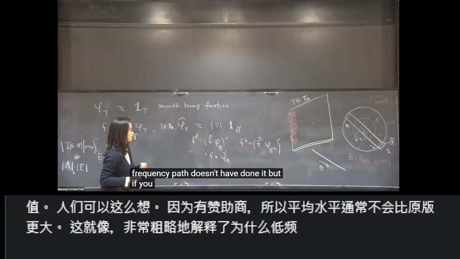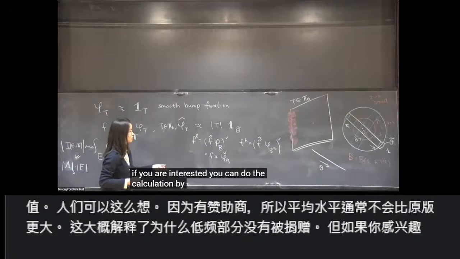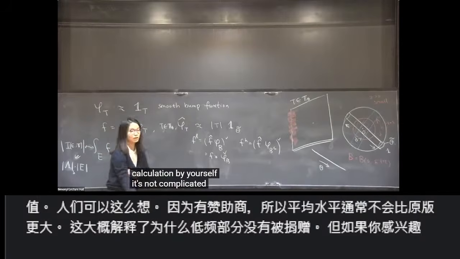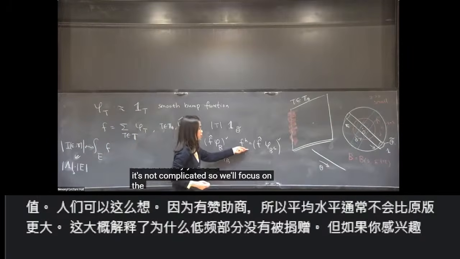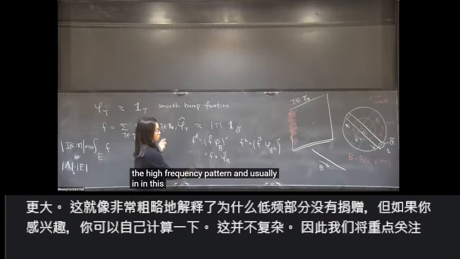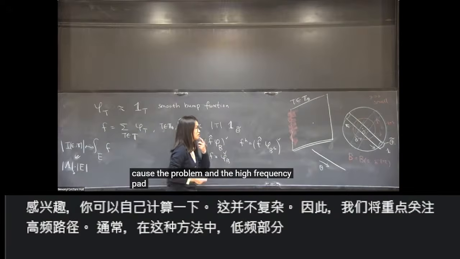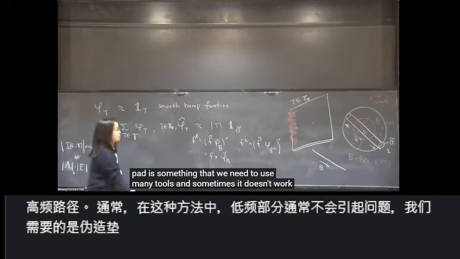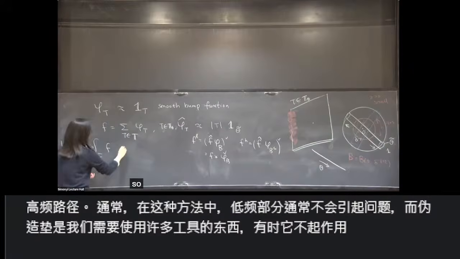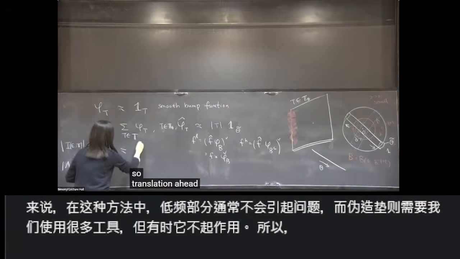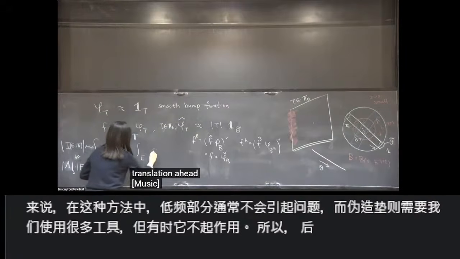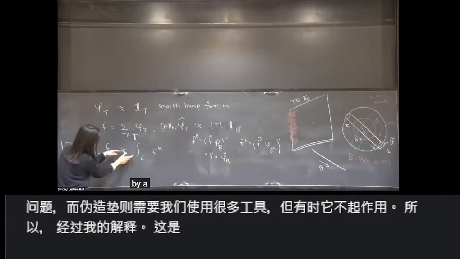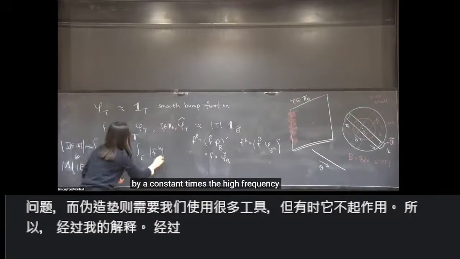But if you are interested, you can do the calculation by yourself, and it's not complicated. So we'll focus on the high frequency part. Usually in this type of method, the low frequency part does not cause a problem, and the high frequency part is something where we need to use many tools, and sometimes it doesn't work. So after the explanation I had, let's suppose that this is dominated by a constant times the high frequency part, and we will take the absolute value.